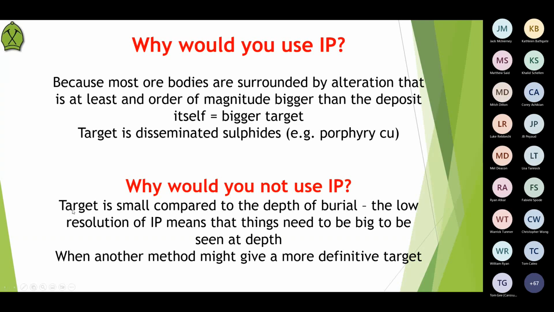So if you don't think you have an alteration halo and your target is small, then IP is probably not the thing to be picking. Or if you don't want lots of possible anomalies that you're not sure are just barren geology, if you want a more definitive target, then maybe something like EM would be more appropriate.